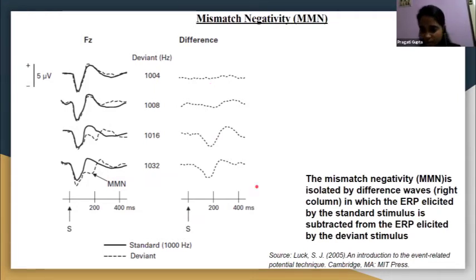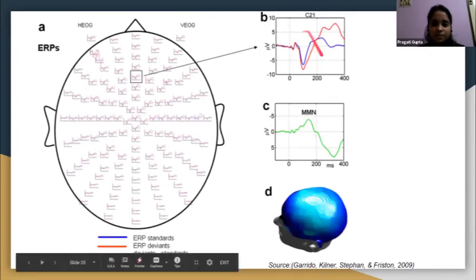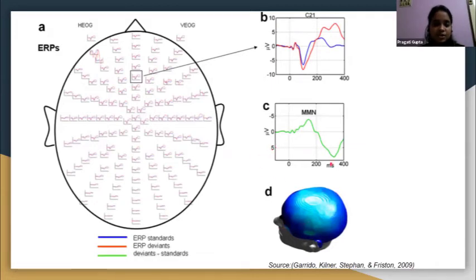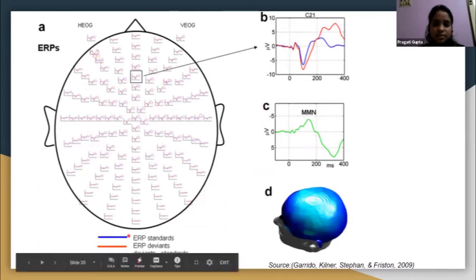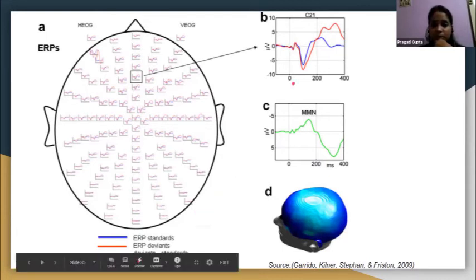We will see what difference waves are in the later half. The mismatch negativity is isolated by the difference in which the standard stimulus is subtracted from the deviant stimulus, so we see the actual ERP waveform by subtracting the frequent from the rare stimulus. And these are the cortical generators. For example, near the frontal region, we are seeing the activation of the MMN. And we are seeing in the ERP and the scalp maps the ERP standards and ERP deviants, and the deviant minus standard difference wave.